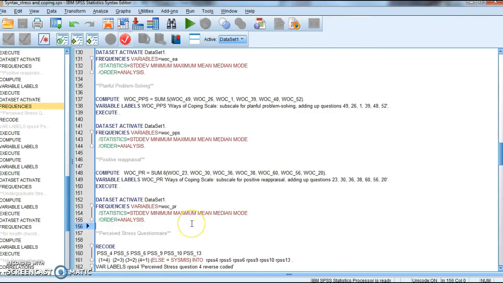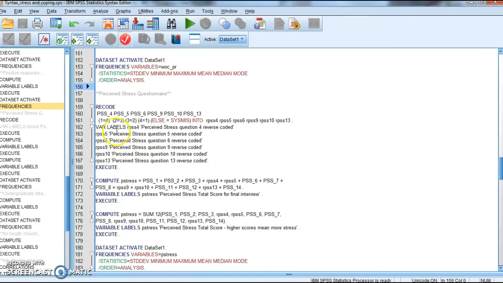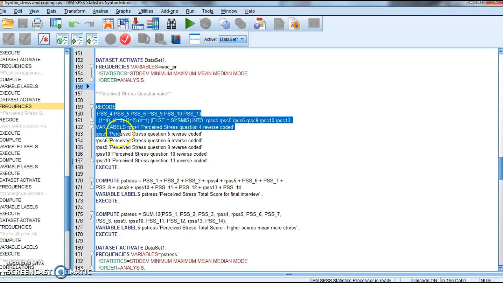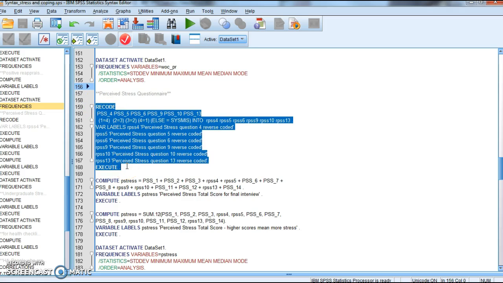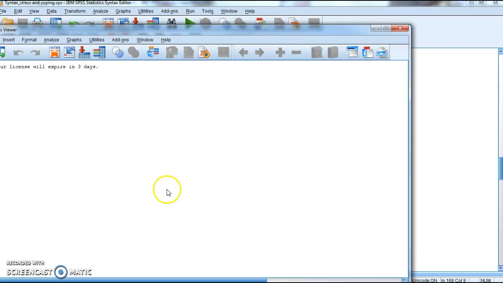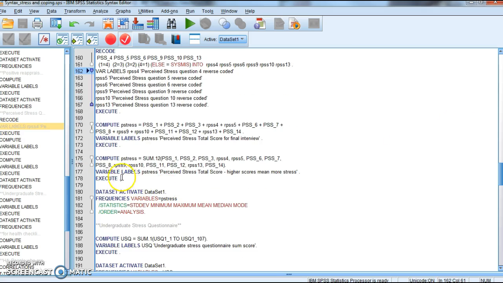Here's our perceived stress questionnaire. We had some items that need to be reverse coded. Then we will sum it up.